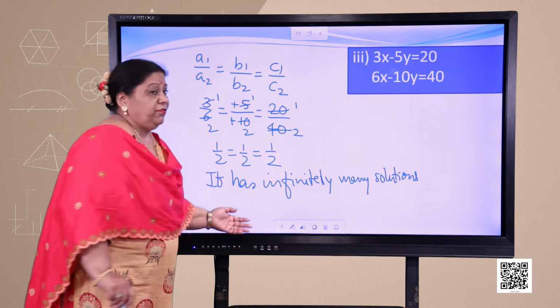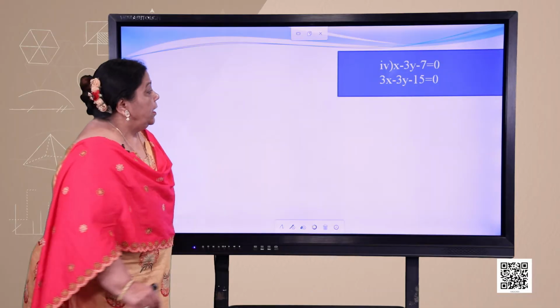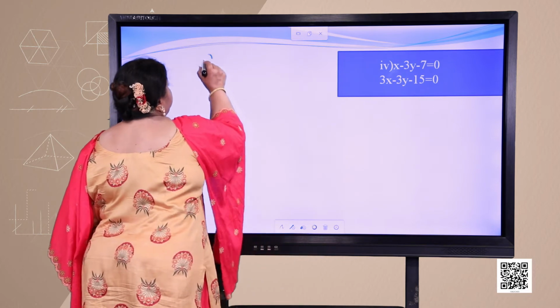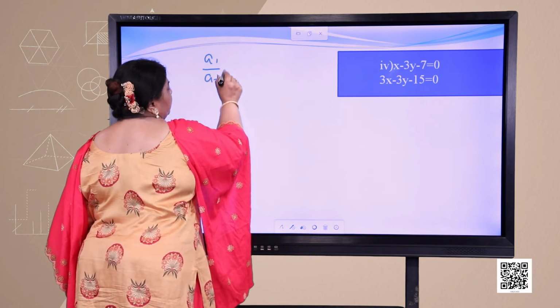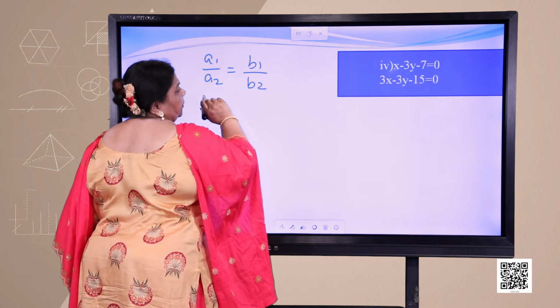Okay, we need to find only if it is unique. Let us see the next part. x minus 3y minus 7 is equal to 0. 3x minus 3y minus 15 is equal to 0. Let me see the condition here. a1 upon a2 is equal to b1 upon b2.